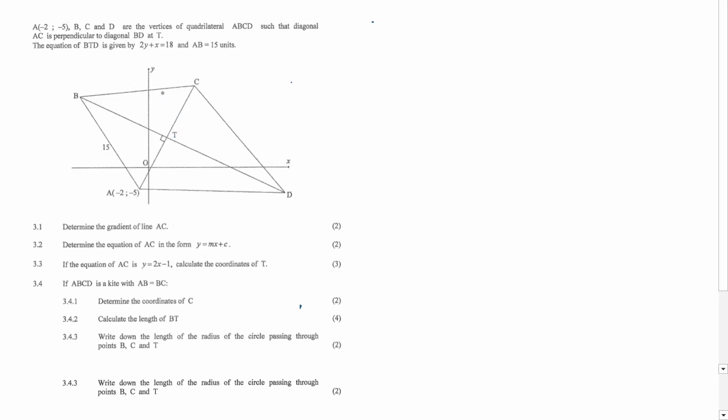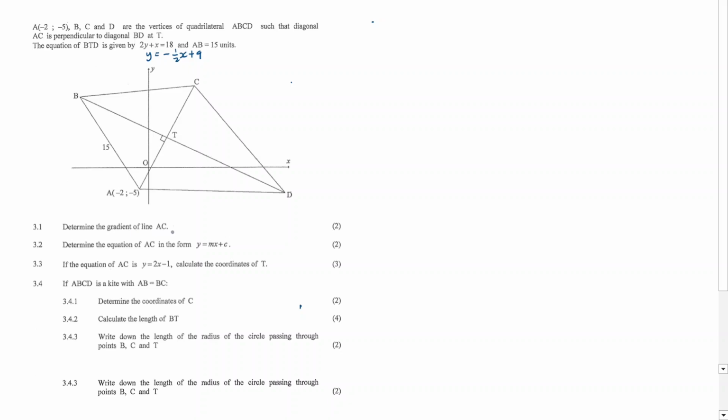The equation of BD is given by 2y plus x is 18. So what that's making me think immediately is, let me rearrange that so that I've got it in standard form. And that's a good practice before you begin questions. And AB is 15. So let's dive into the questions.